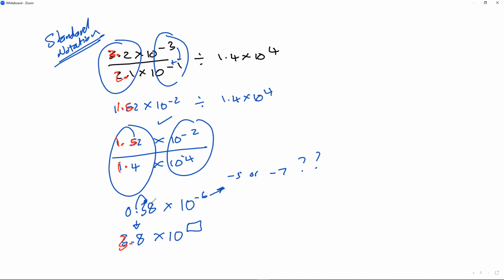So from here, I can see that if I multiply this by 10, I will end up there. So I have to divide this by 10, because why would I want to divide and multiply by 10 at the same time? Ideally, I'm actually just multiplying by 1. So we multiply this by 10, so we divide this by 10. And if we divide this by 10, it'll be minus 7. So not minus 5, but minus 7. So therefore, the final answer here will be 3.8 times 10 to the power minus 7.